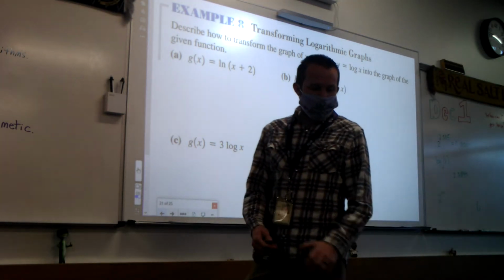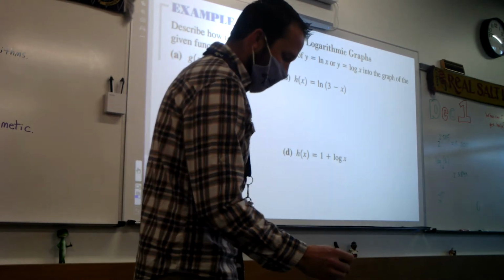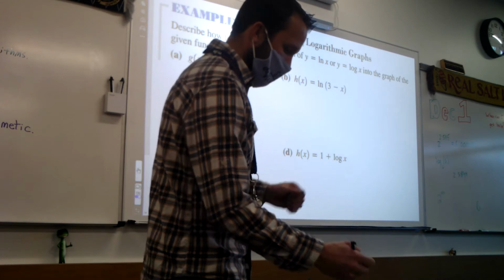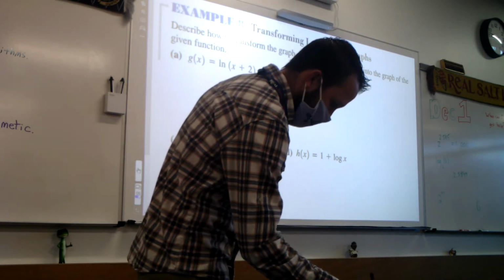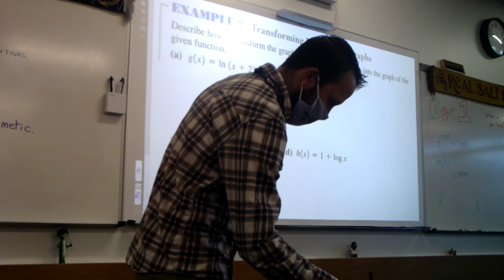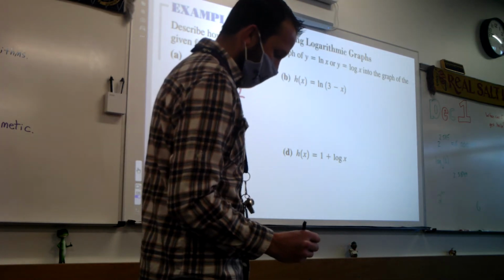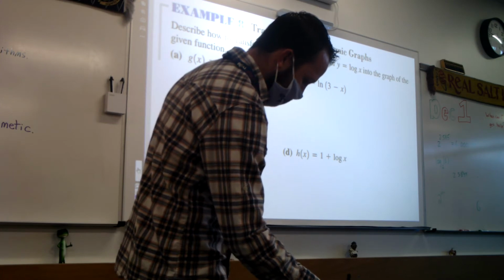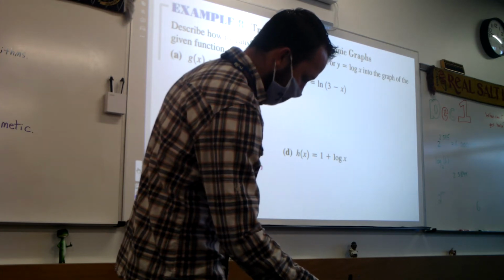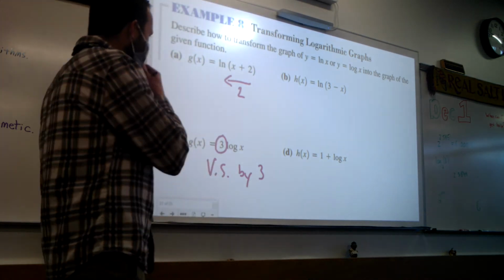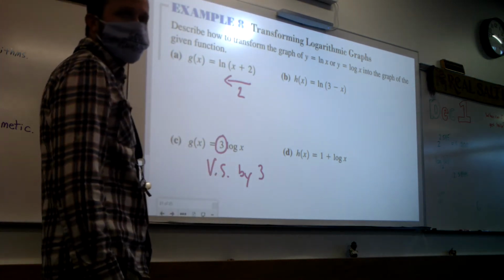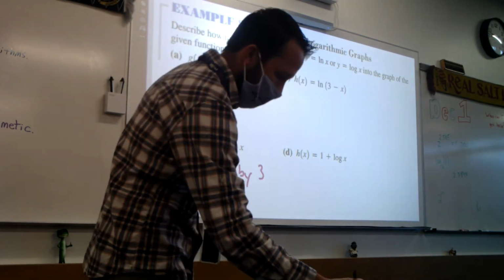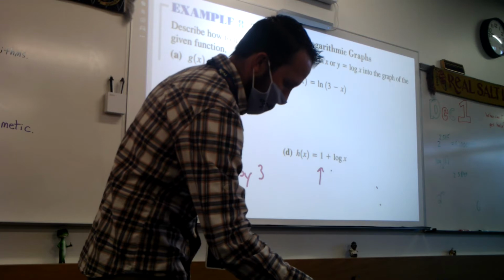Okay, let's do this quick. On A, guys, what's happening? It's going which way? To the left 2. Good job. I'm going to skip B. Let's go to C. What do we call this 3 if it's out front? What are we doing here? Vertical stretch by 3, right? If it's on the outside, you just do what it tells you. Hey, what about on D? Just up 1. Does it matter if you add before or after the function? Nope. If you're adding, it's going to be up 1.